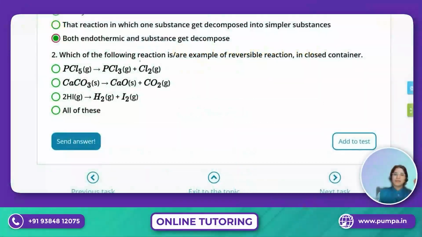So which of the following reactions is an example of a reversible reaction in a closed container? Okay, so now these reactions are given. Okay, so they are asking about... Mukil, have you joined with two IDs?